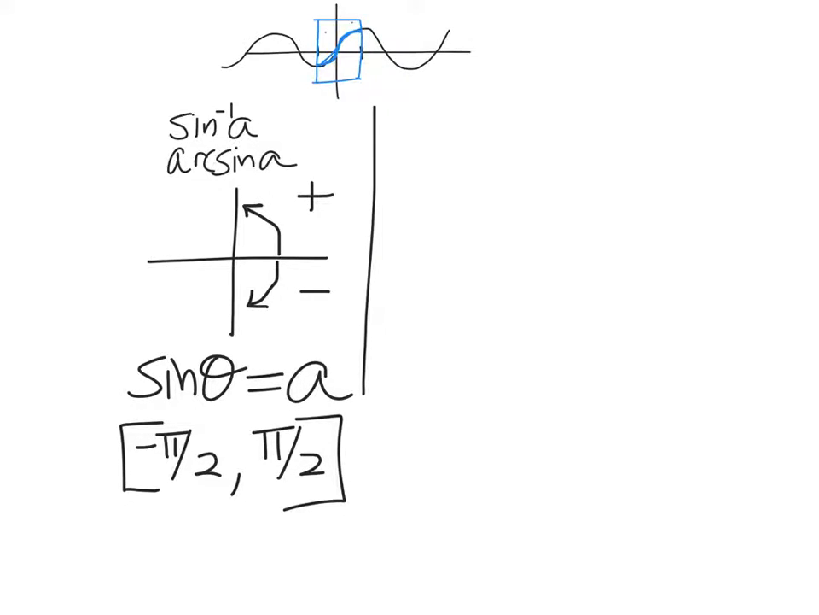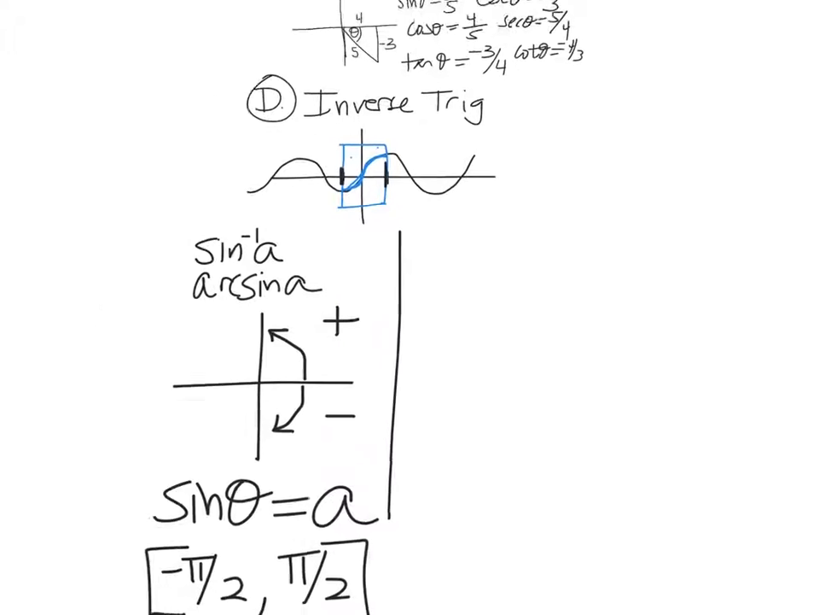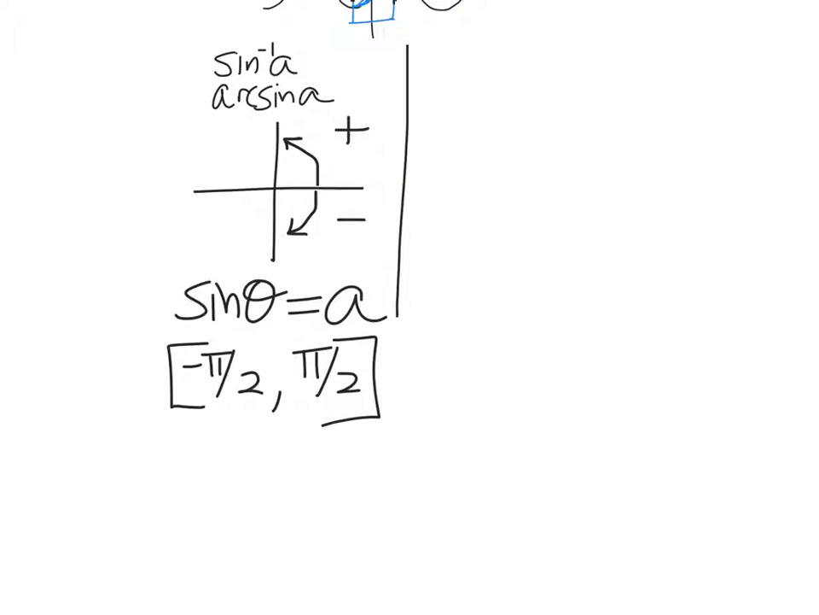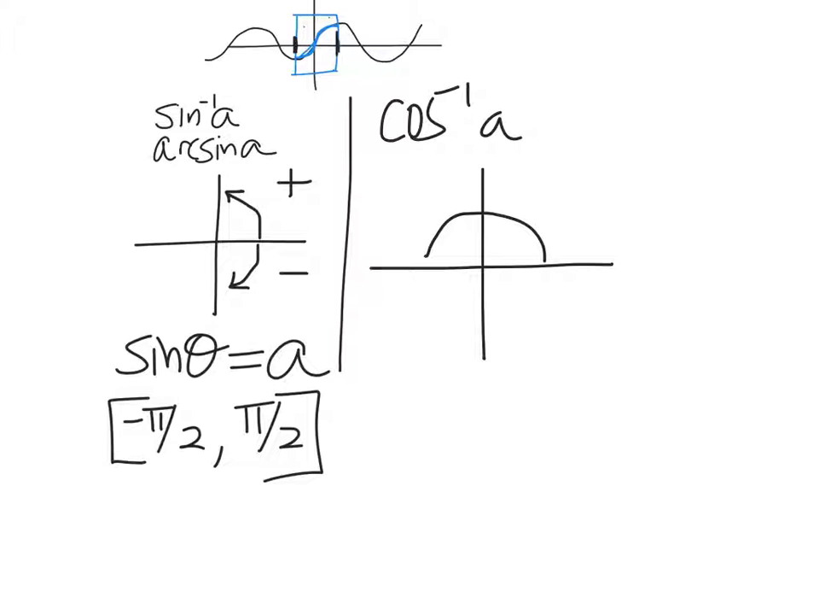If you look at this graph right here, see this? This is negative pi over 2 and positive pi over 2 on the domain. In the inverse, it's your range, it's your output, because domain and range switch. All right, cosine inverse of A, or arc cosine. This one is going to be quadrants 1 and 2. So if your value is positive, you'll be from 0 to pi over 2. If your value is negative, you'll be from pi over 2 to pi.